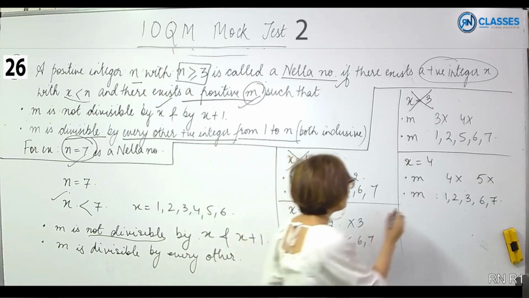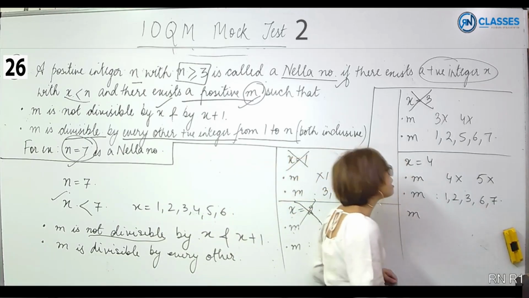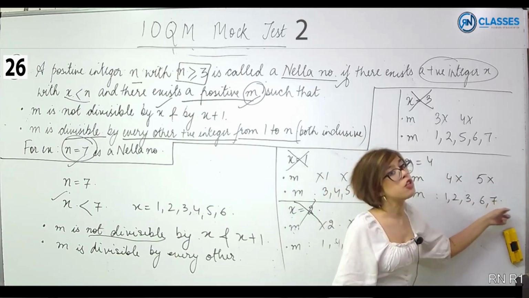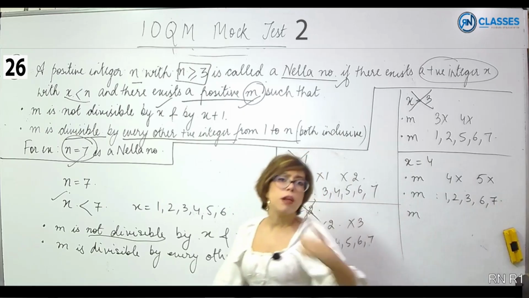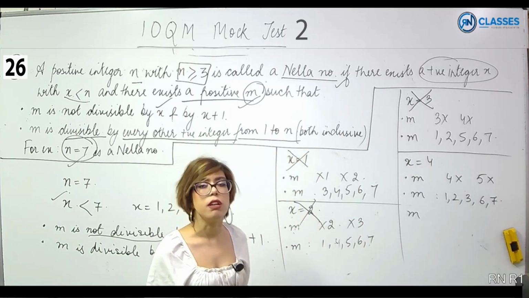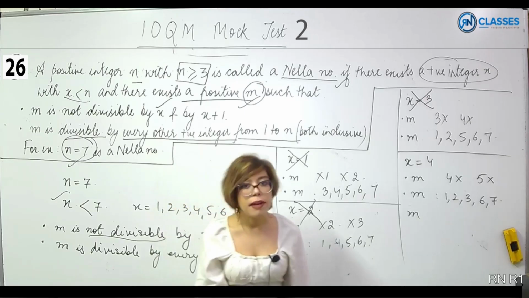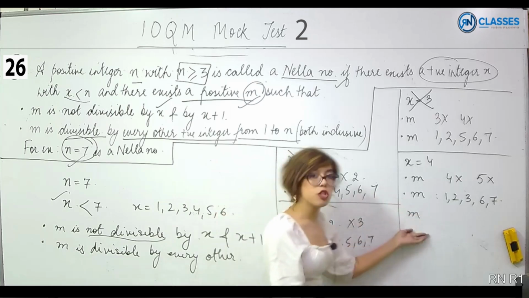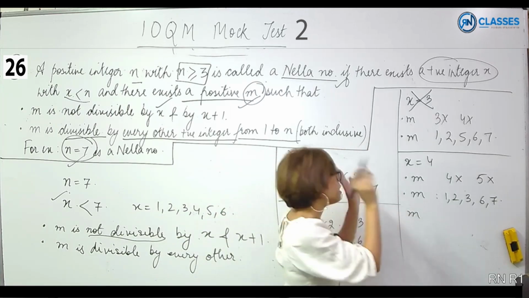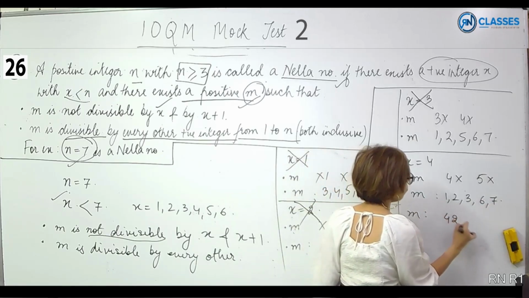Right? Now, mind it, m should be divisible by 1, 2, 3, 6, 7. That means it should be a multiple of 2, it should be a multiple of 3, it should be a multiple of 6, it should be a multiple of 7. Now, there are too many numbers. Right? Common multiples I need to take. Let me find out the least common multiple. If I can find the LCM, any multiple of that would be here. So let me check for the LCM. Now, LCM in this case will turn out to be 42.